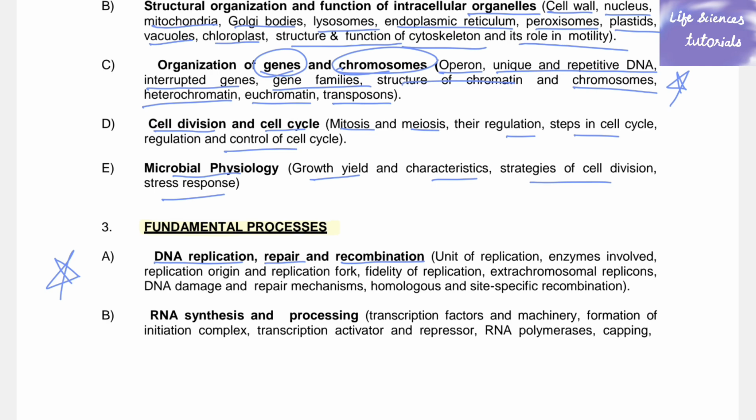And if you study from good standard books, maybe Lehninger, Nelson and Cox, Biochemistry, then this will be very easy for you. So unit of replication, what are the enzymes involved, origin of replication, all the details of replication. Then if there is any damage, any mutation, then how to repair it, the different mechanisms, then homologous and site-specific recombination. Next, we have RNA synthesis, that is transcription.